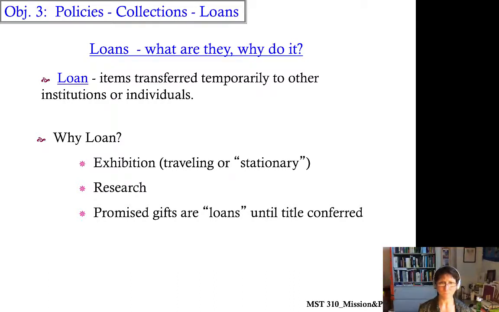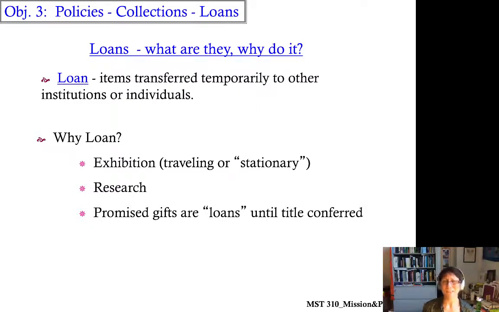Things that are called promised gifts, which I didn't talk about earlier, are sometimes considered loans until the title is conferred. A promised gift is when a donor has one or more objects that they say they want to give to the museum, but they're not ready to let go of them yet. So they're saying they're going to gift it to you, and they've maybe even filled out paperwork saying that they're promising it to you, but they haven't done it yet.